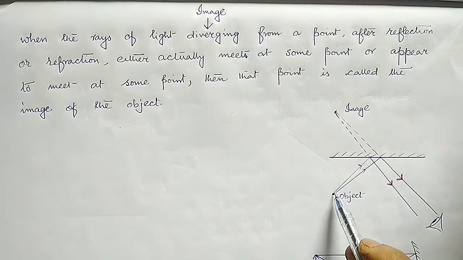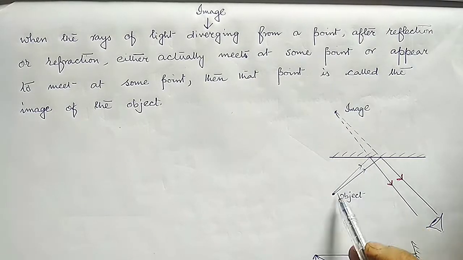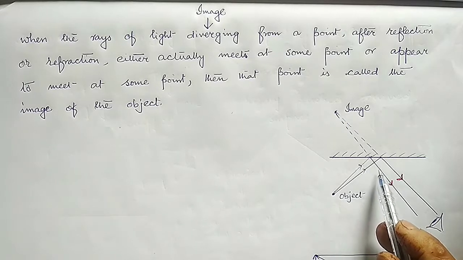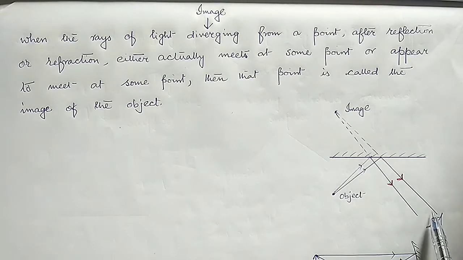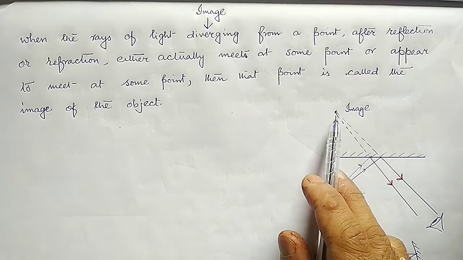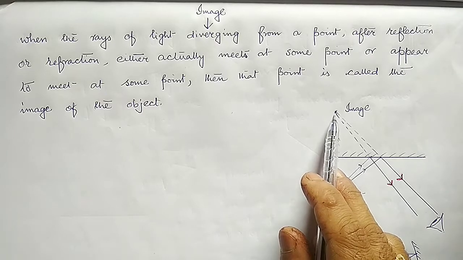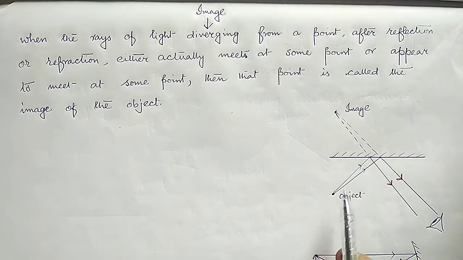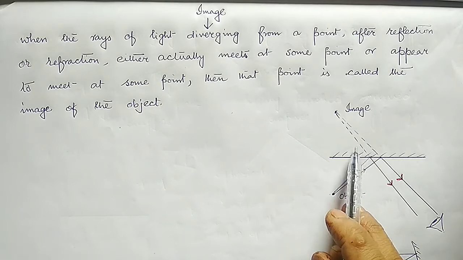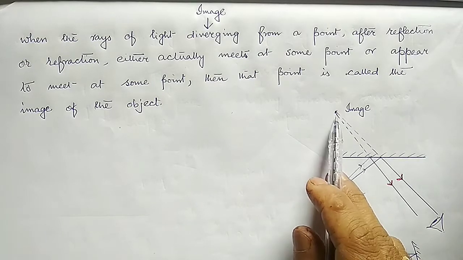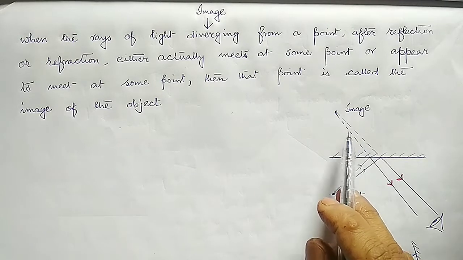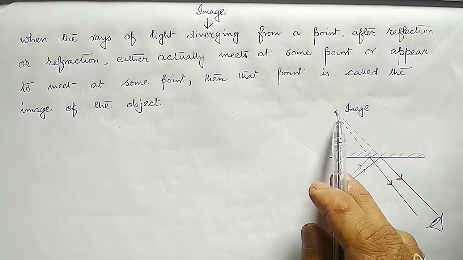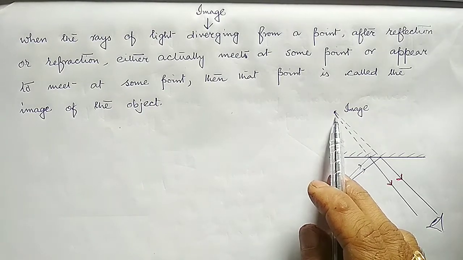Clear? This is the object. From this object, these are the two rays. These two rays after reflection are going in this direction. From this position, if we view, it will appear as if the rays are coming from this point. So this point is the image of this object. Clear? And here, the rays only appear to meet; it's not that the rays are actually meeting here. Here the rays appear to come from this point. So this type of image is called a virtual image. Clear?